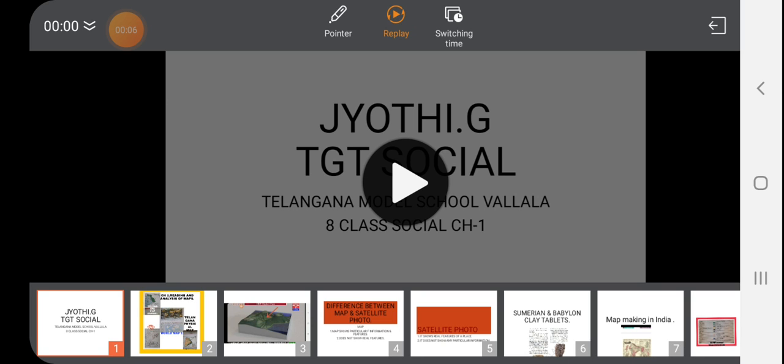Today let us learn about Chapter 1. Chapter 1 in 8th class is about reading and analysis of maps. You have learned previously the different kinds of maps. What are the different kinds of maps? The different kinds of maps are the outline map.